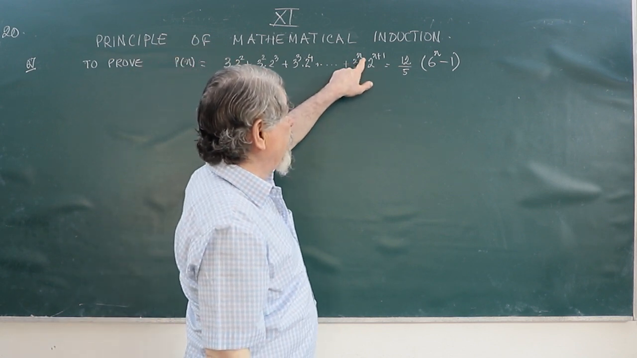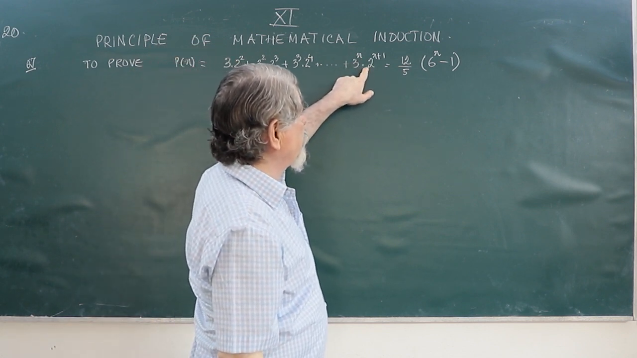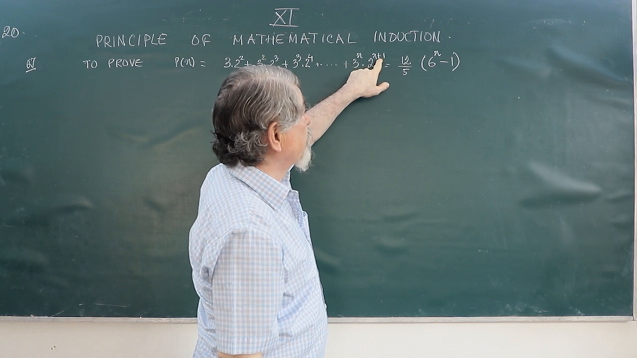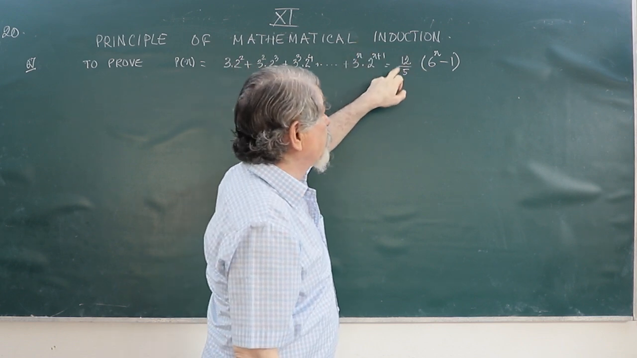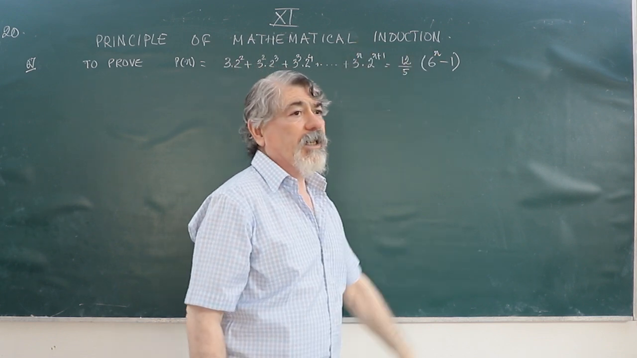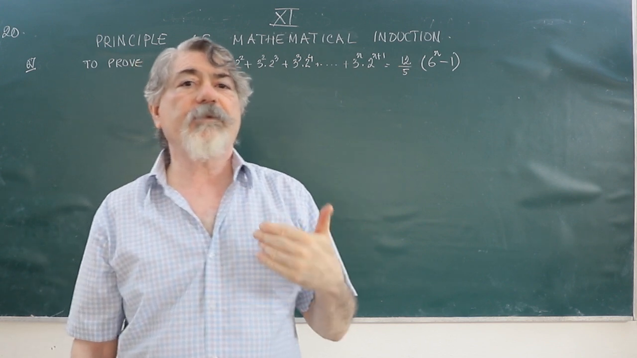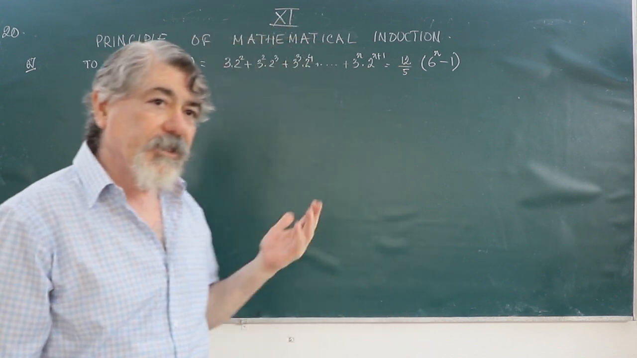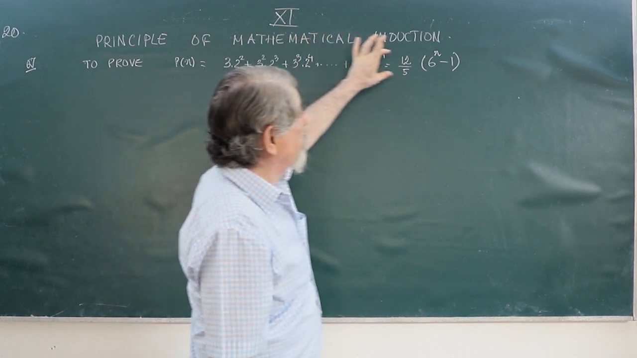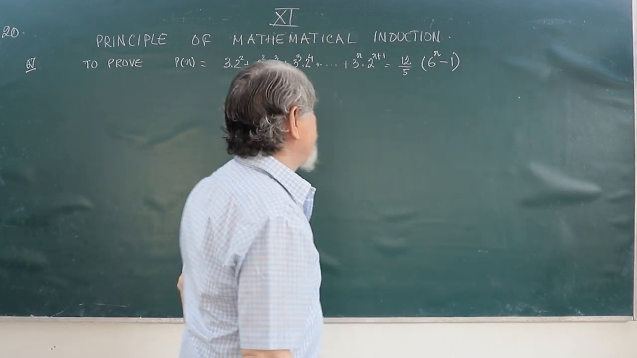So 3 to the power n, the last term, is equal to 3 into 2 to the power n plus 1. The difference of the powers is 1. Is equal to 12 upon 5, 6 to the power n minus 1. Again, I would say it will be better if we remember these statements. It will be helpful somewhere later on.